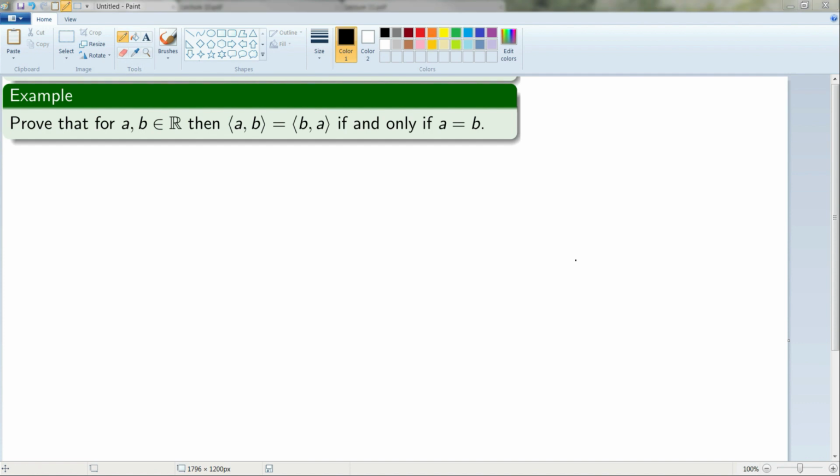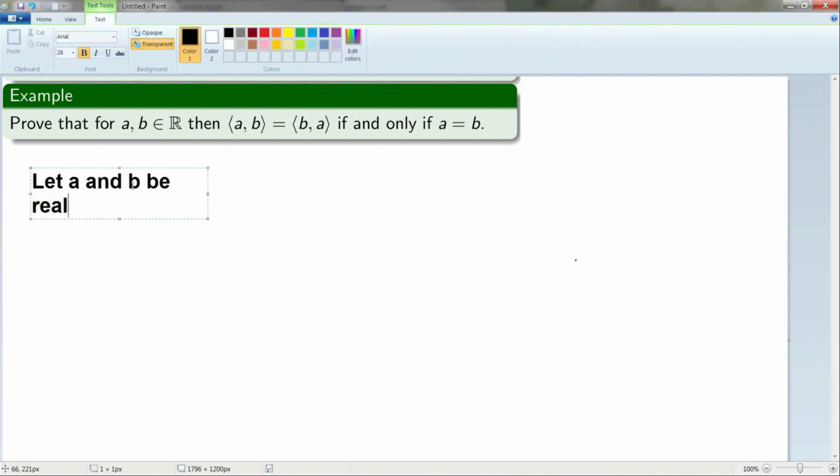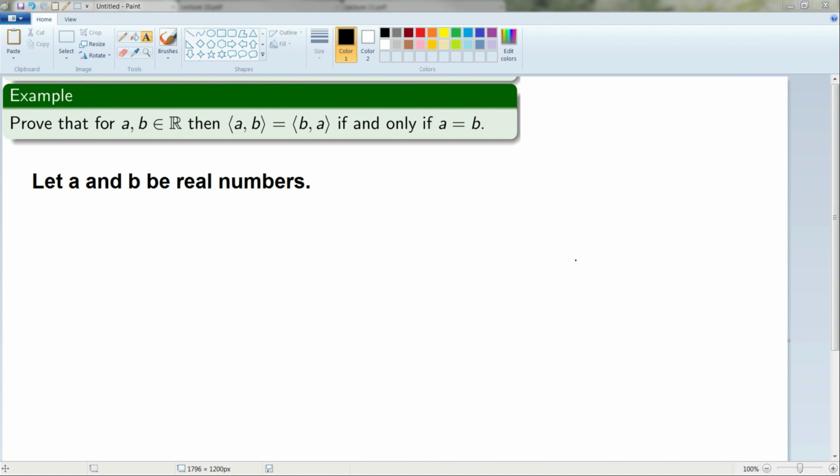First, I can let A and B be arbitrary real numbers. And next, I can note that ⟨A, B⟩ is equal to ⟨B, A⟩ if and only if their components are equal. So explicitly, I can write this.